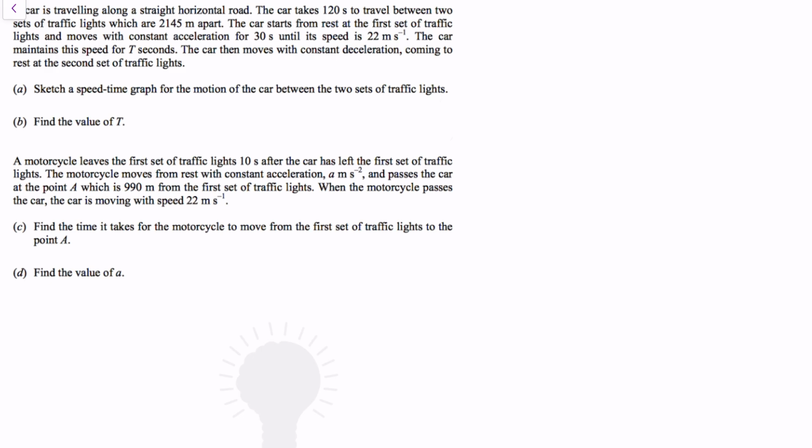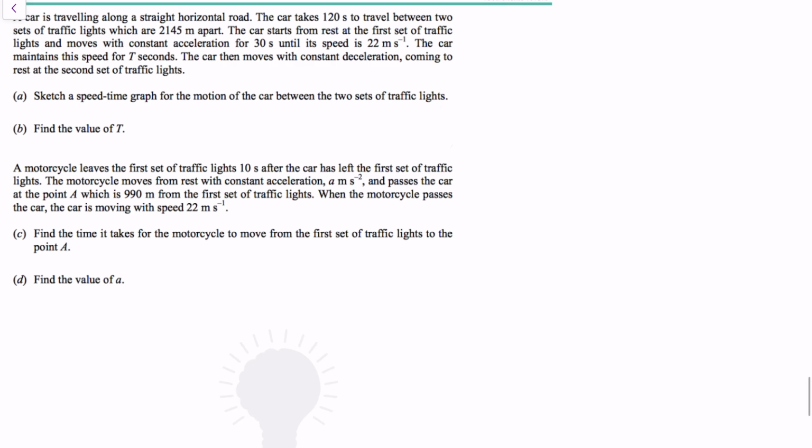A car is traveling along a straight horizontal road. The car takes 120 seconds to travel between the two sets of traffic lights, which are 2,145 meters apart. So that is the area under the graph. The car starts from rest at its first set of traffic lights and moves with constant acceleration for 30 seconds until its speed is 22 meters per second.